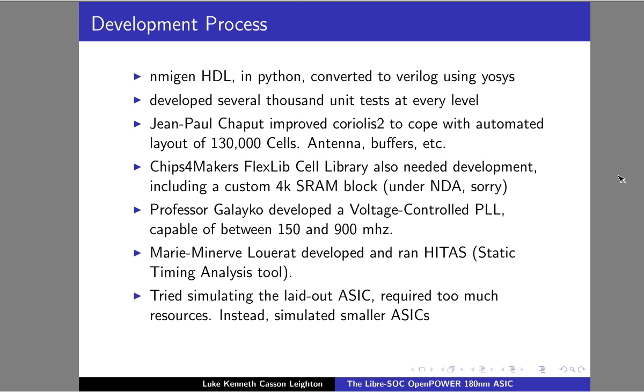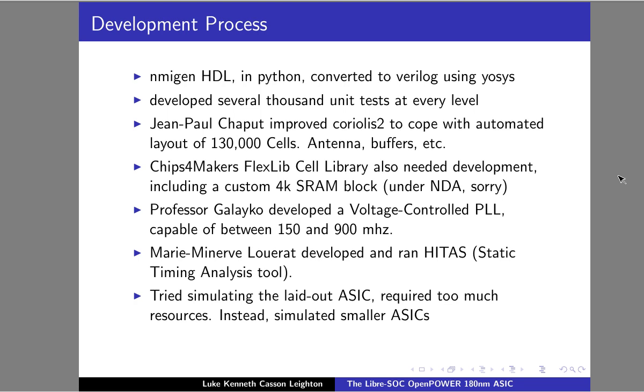But as a last bullet point, I'm skipping ahead, sorry. We tried simulating the entire laid out ASIC as HDL. It required way too many resources. It would have needed 150 extremely powerful computers to compile it in a reasonable amount of time. So instead we did smaller ASICs, only 8,000 gates. But we did 8,000 gates with the PLL. We did 8,000 gates simulation with the SRAM, which completed in a reasonable amount of time.